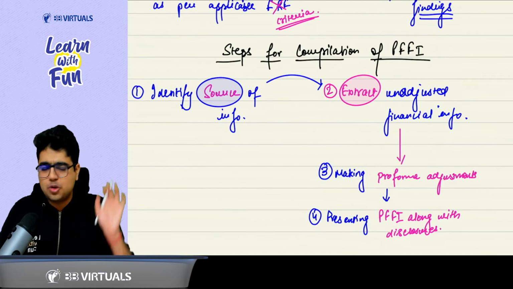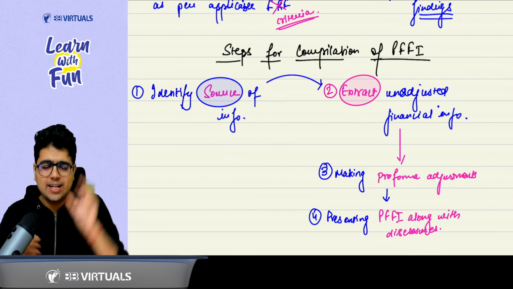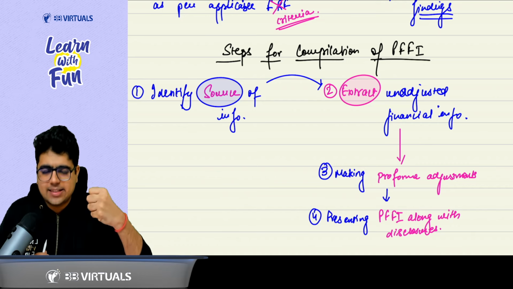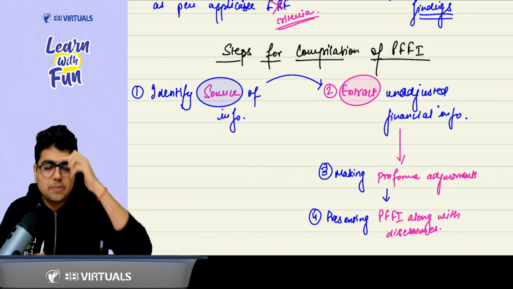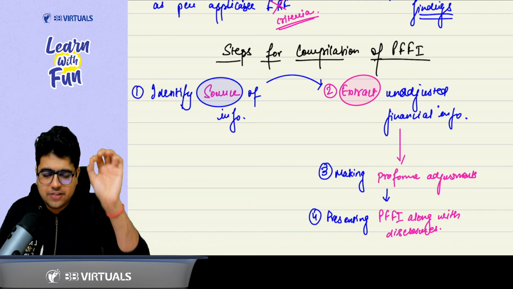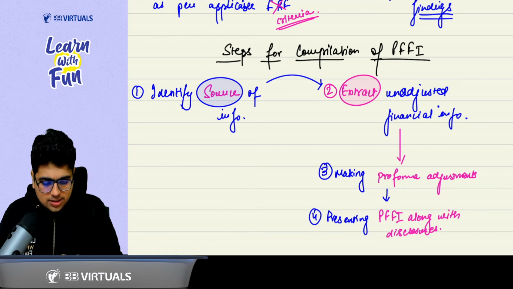So these are the 4 points that the responsible party has to consider, that is the management has to consider. First of all, identifying the source, then extracting the unadjusted information, making the adjustment for the events or transaction, and at the end of the day, presenting the PFFI with proper disclosure. Are the 4 points clear? Yes, sir. Just go in a proper chronology.